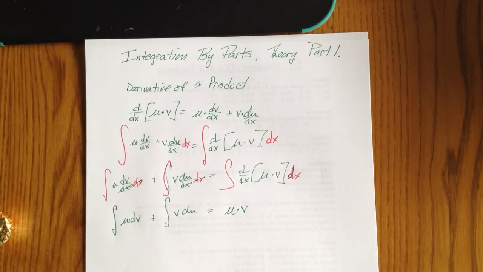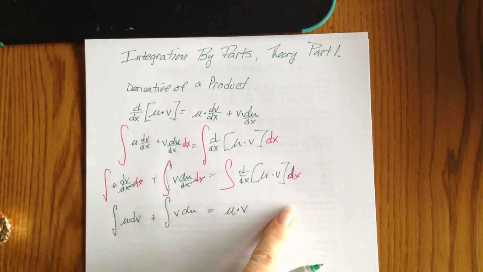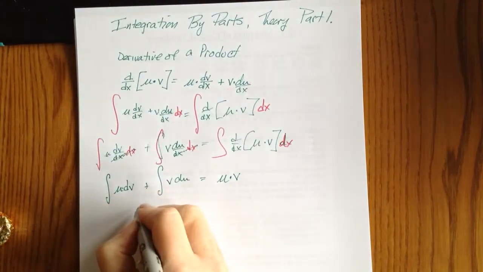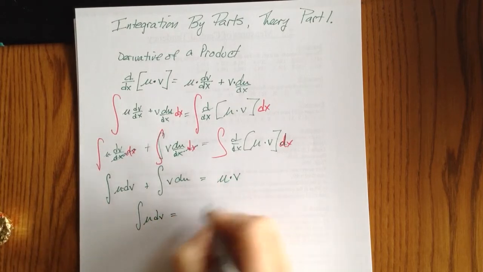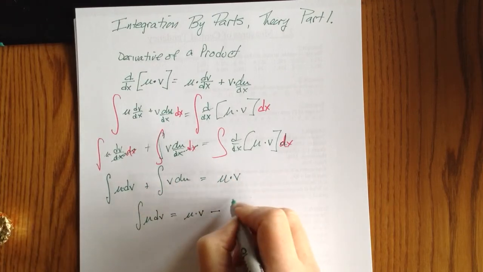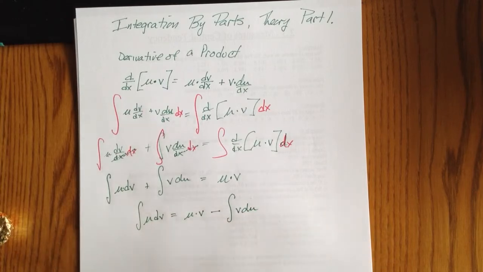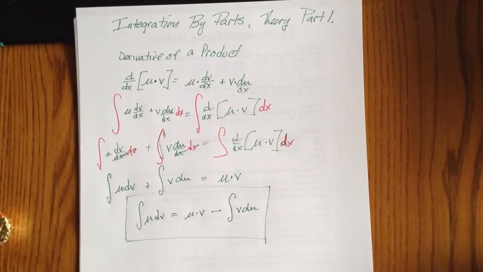What? I know. One more thing I want you to do here. I'm going to take this term, this is an equation, I'm going to subtract it over to the other side. So this becomes the integral of u dv equals u times v minus, because it's coming over, the integral of v du. Now, while you don't know it yet, this is what you're going to need to memorize. This is what we're going to work with.